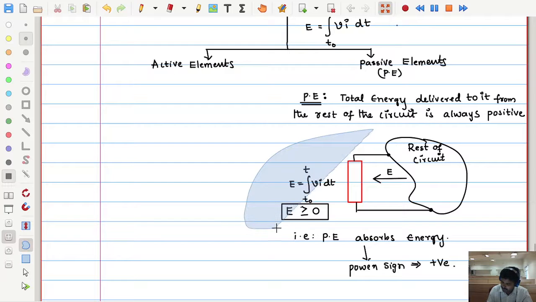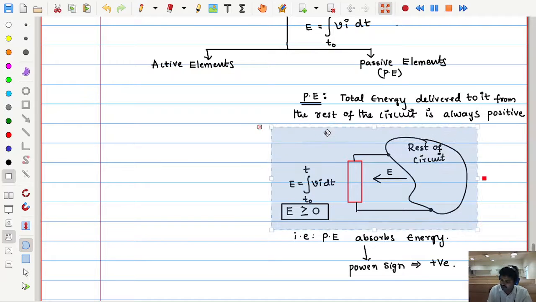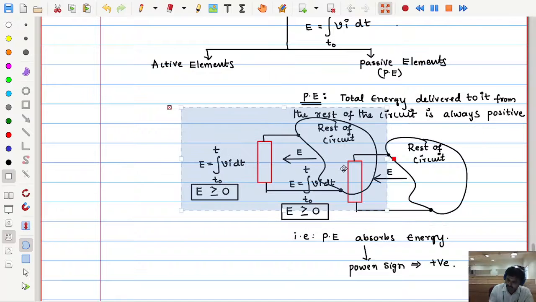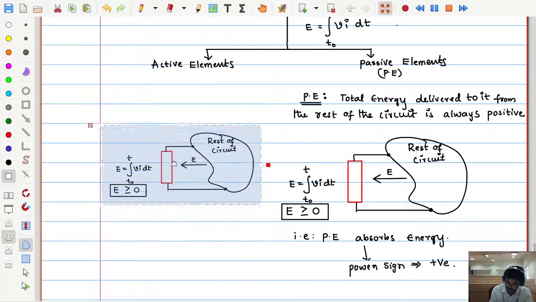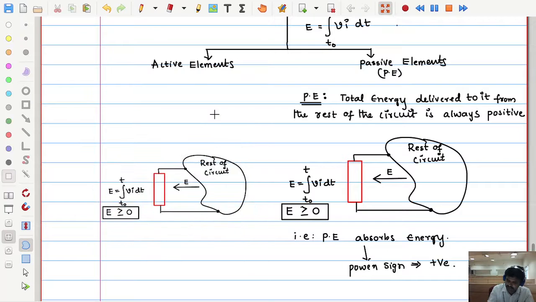So now for the active elements, let me take the same diagram beside this, let me make it smaller in size. Now just quite opposite phenomena takes place. What is that phenomena? Previously power was transferred from the rest of the circuit to the element. Now what is going to happen? Now the power will flow from this element to the rest of the circuit.